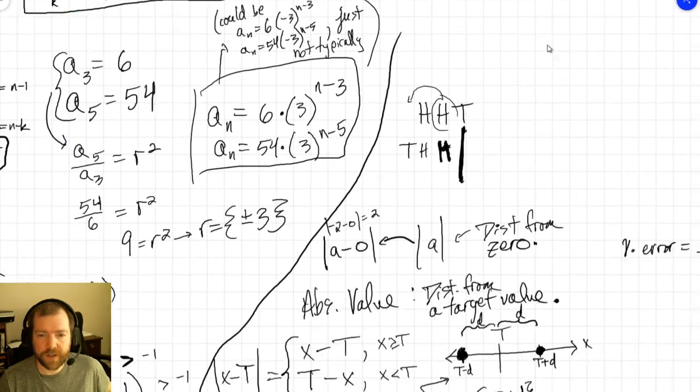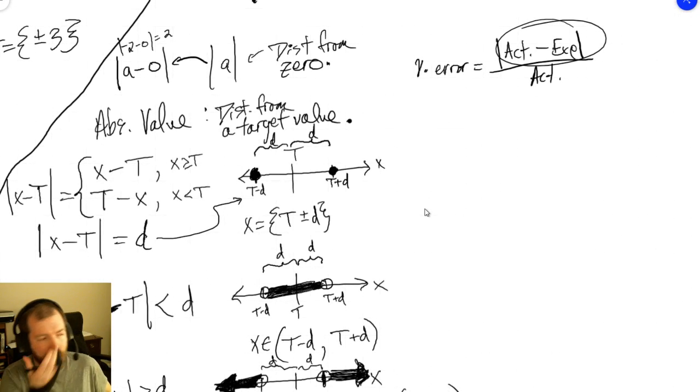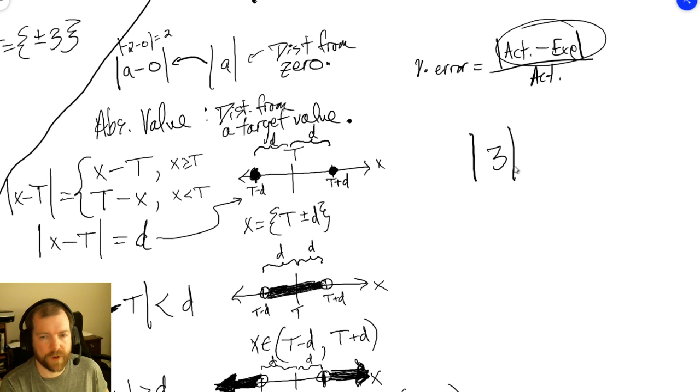So that's just to get the most basic example. If you just have the absolute value of 3, this is asking you what is the distance that 3 is away from 0? Why is it away from 0?